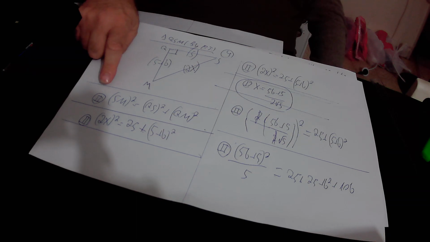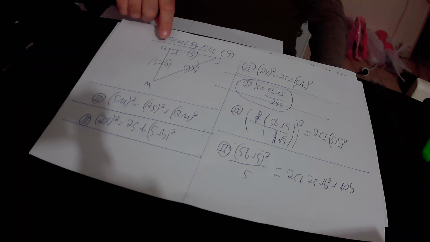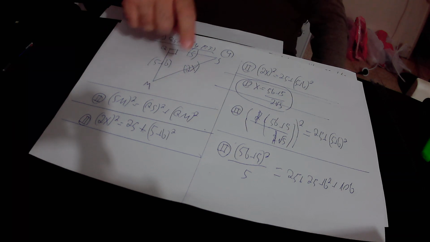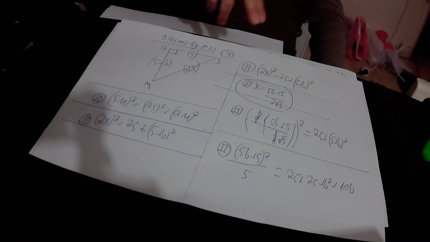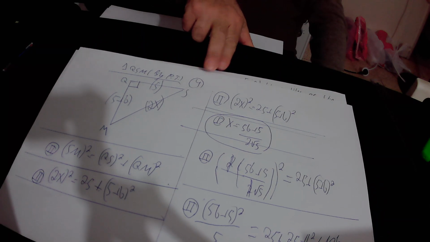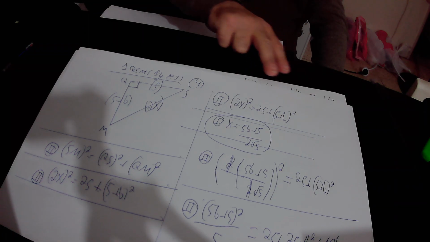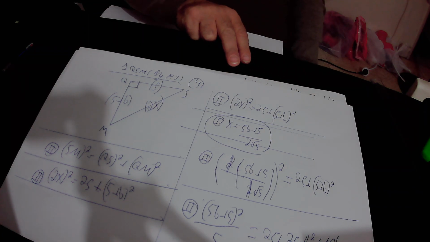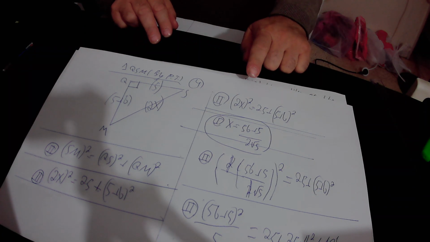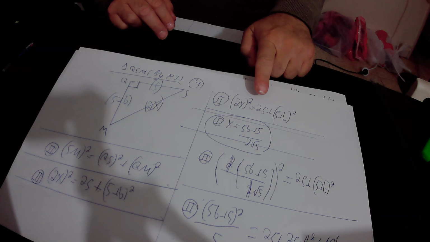So SM is 2x, therefore SM squared is 2x squared, and it equals QS squared. QS is 5, therefore QS squared is 25, plus QM squared. QM is 5 plus b, therefore QM squared is (5 plus b) squared. So in conclusion, according to equation number 2, (2x) squared equals 25 plus (5 plus b) squared. According to equation number 1, we have already found that x equals (5b plus 5) over 2 times the square root of 5.